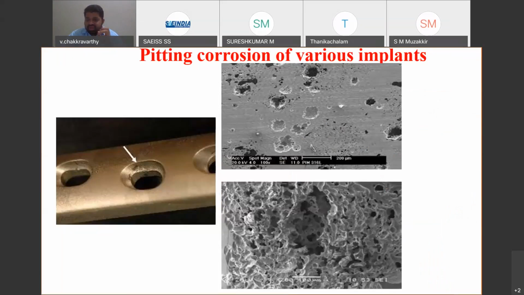It is generally due to the etching effect. Of all the implants, 90% will undergo pitting type of corrosion. The remaining 10% could be of any other types. So most of the implants will undergo pitting corrosion, and you have to select a material in such a way that it has very high pitting corrosion resistance. Then the next one is crevice corrosion.